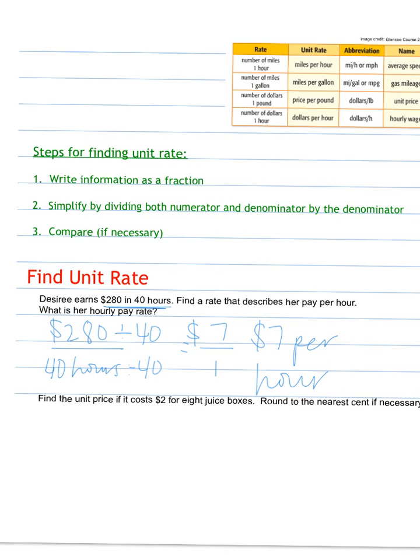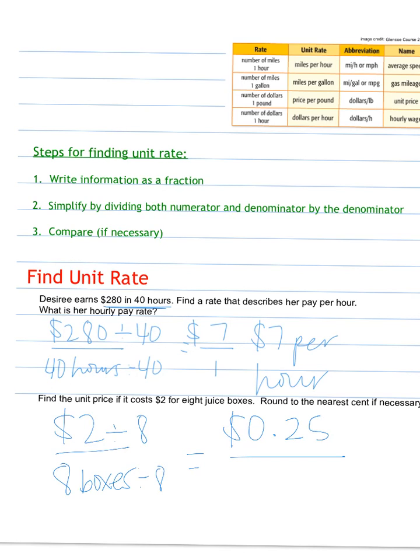Next one here we want to try: find the unit price if it costs $2 for 8 juice boxes. So we want to find out how much it costs per juice box. So our $2 is on top, over 8 boxes. We want to find out per 1 box, so we divide them both by the denominator. 2 divided by 8 gives us 25 hundredths, or 25 cents per 1, and our bottom number is 1 box. So that tells us that it costs 25 cents per box.